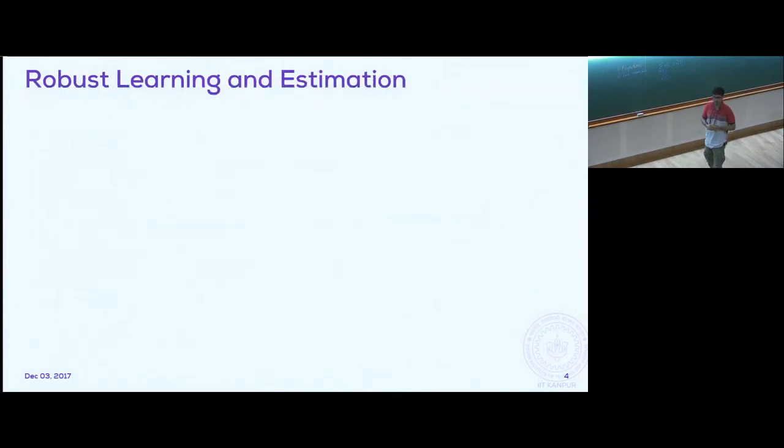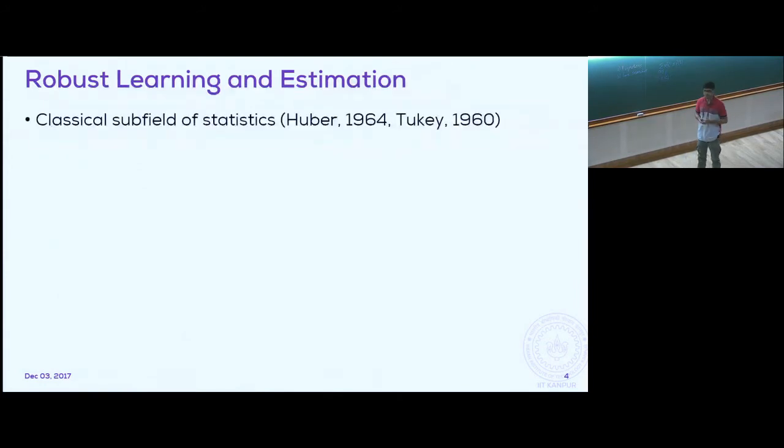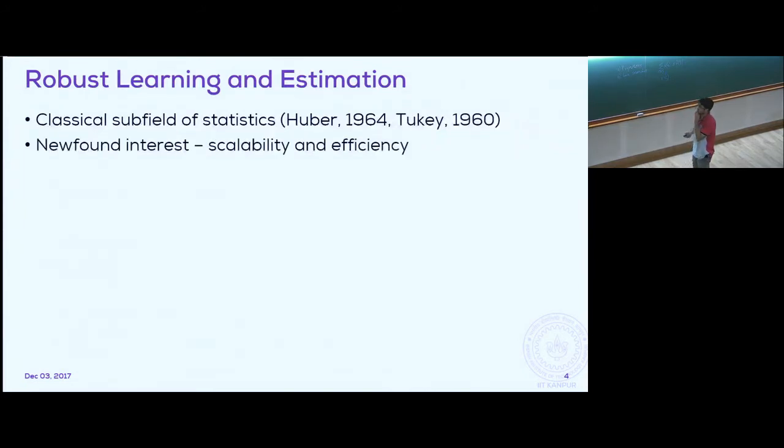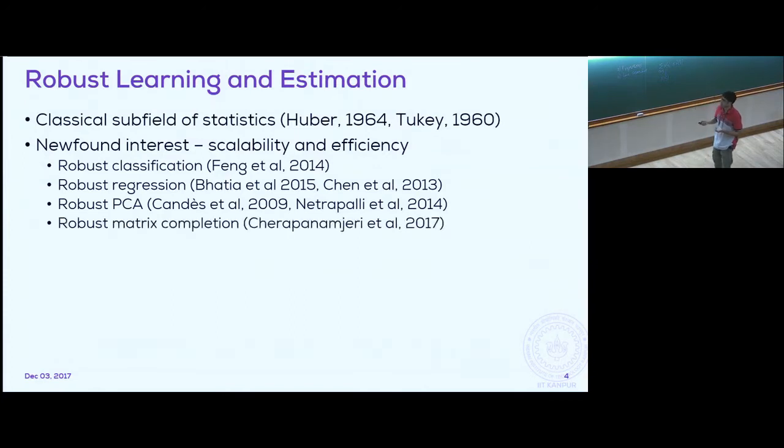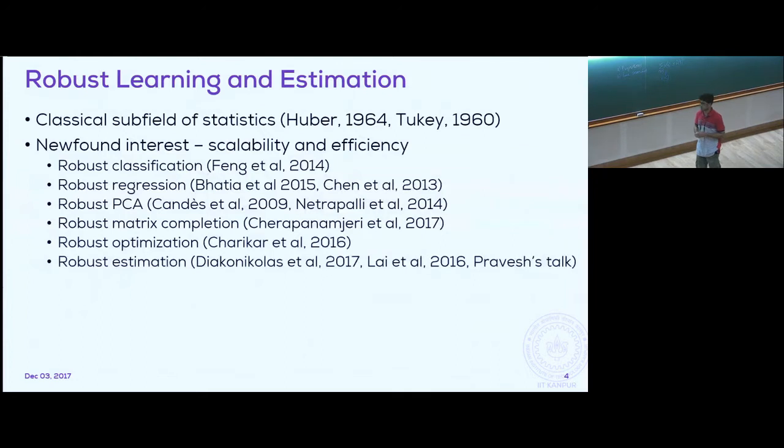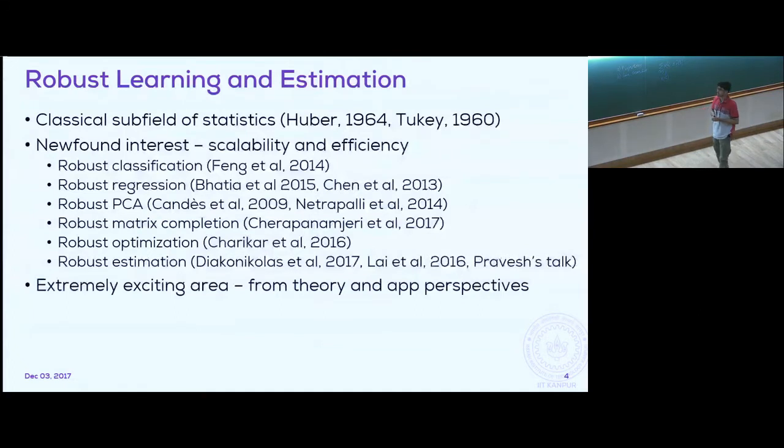As you may have figured out by now, what I'm alluding to is the general area of robust learning and estimation. This has been a classical area in the field of statistics dating back to the 60s, classical texts by Huber and Tukey, but it has experienced a newfound interest, and several works in the past 5 to 10 years have looked at the problem from various angles: robust classification, robust regression, robust PCA. This is some work that I'll be looking at, Praneeth's work, robust matrix completion, very recent work, robust optimization, and robust estimation. Pravesh was looking at some of these issues in his talk. An extremely exciting area from both a theoretical and application perspective.